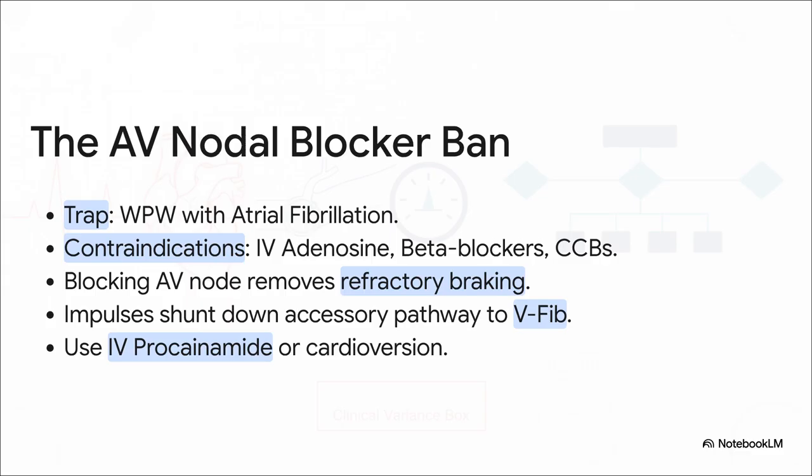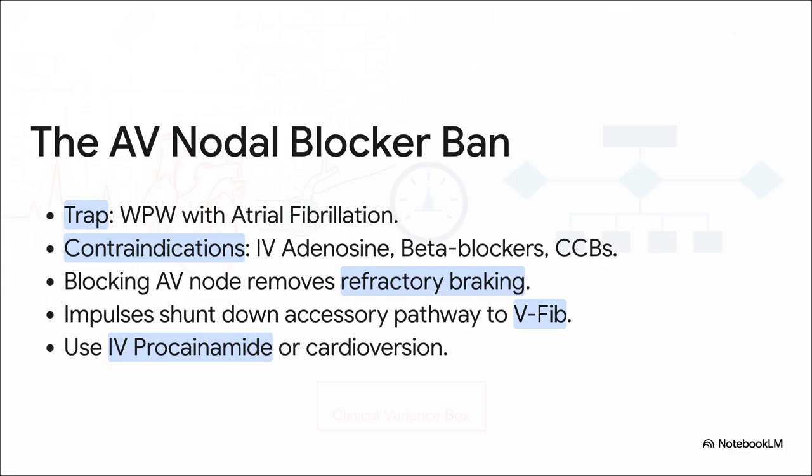Why? Because the AV node acts as a natural brake. If you block it, you completely remove that braking mechanism. This shunts all those chaotic fibrillating atrial impulses directly down that unbraked accessory pathway straight into the ventricles. You'll accelerate the ventricular rate right past its structural limits and trigger immediate ventricular fibrillation and cardiac arrest. No joke. So the solution? For a stable patient, you go with IV procainamide or ibutilide.